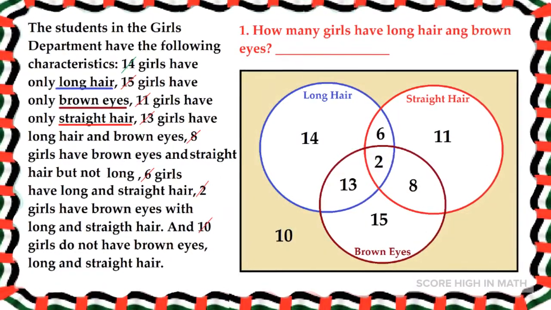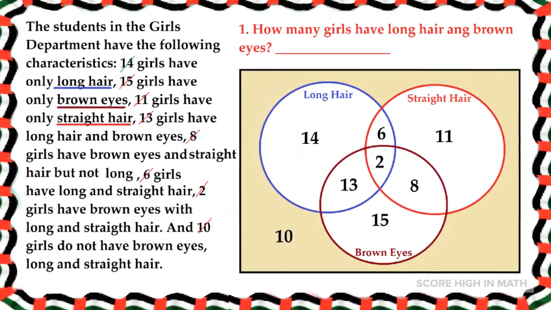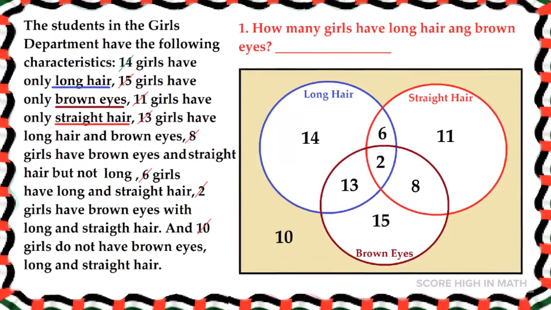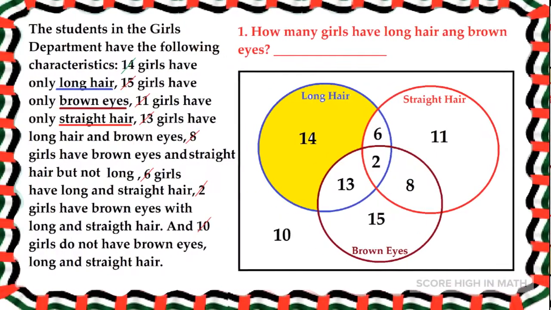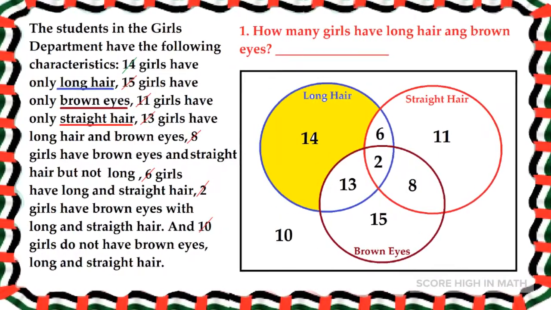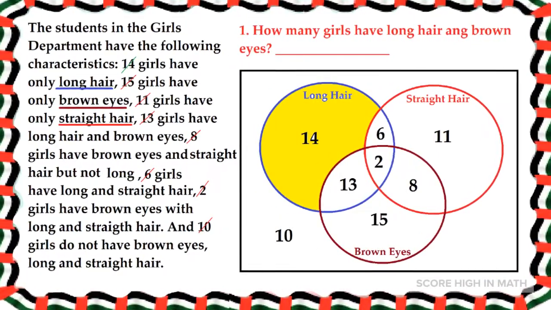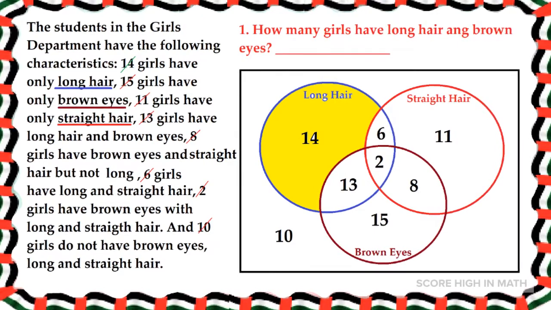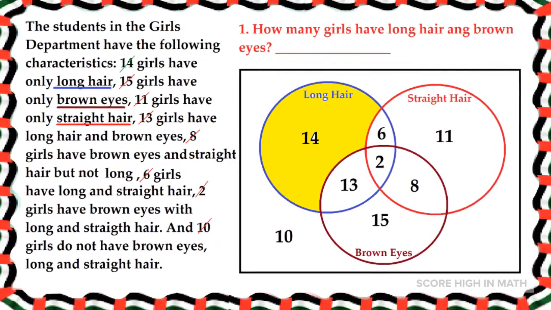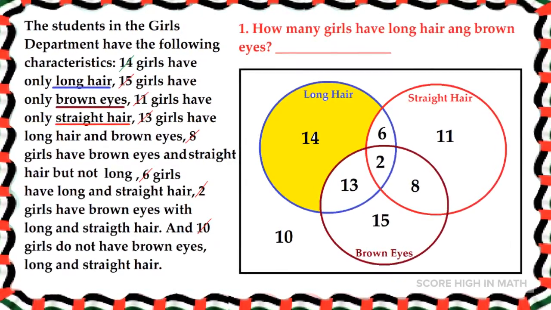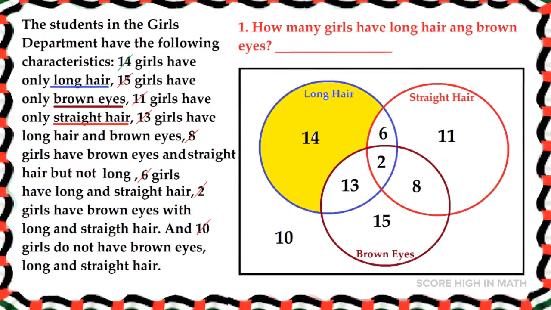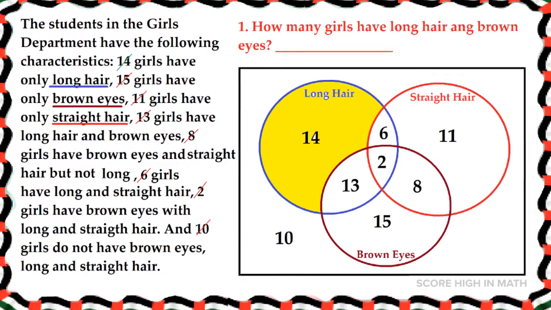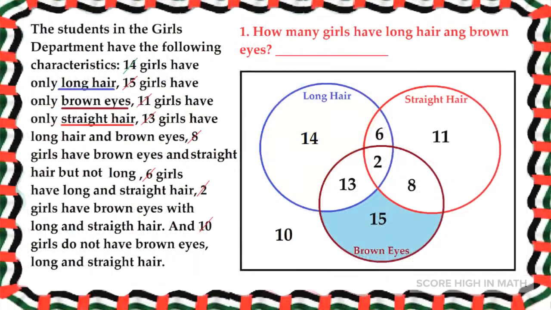10 girls do not have brown eyes, long hair, and straight hair. So, number 10 will be outside the 3 circles. Now, let us move to the 14 girls that have only long hair. So, it will be placed on the blue circle, without the intersection, because only long hair. So, 14 will be placed on the shaded part.